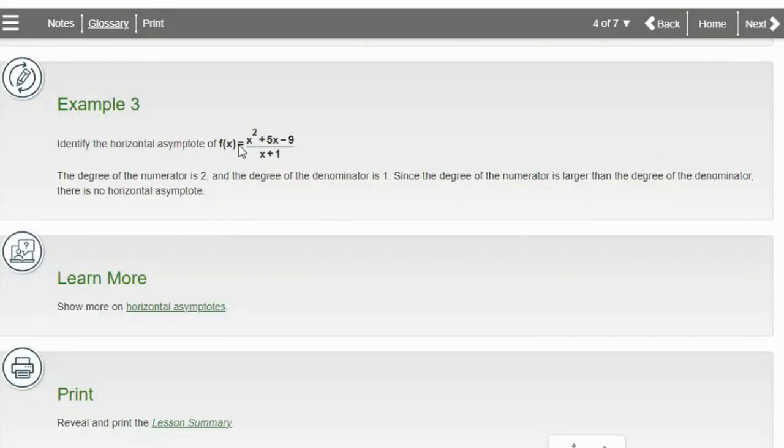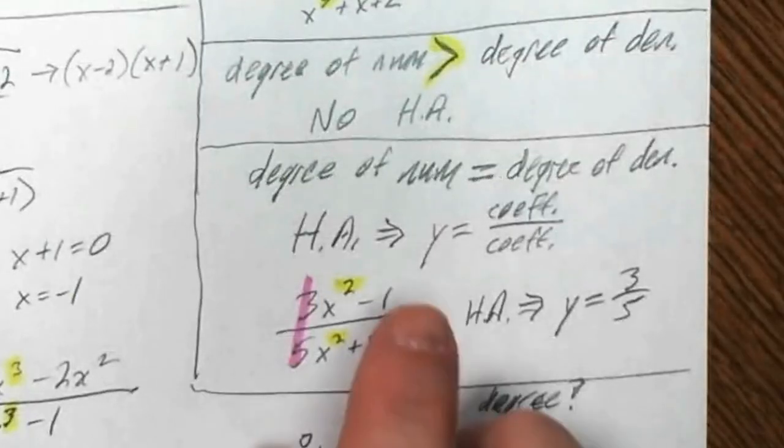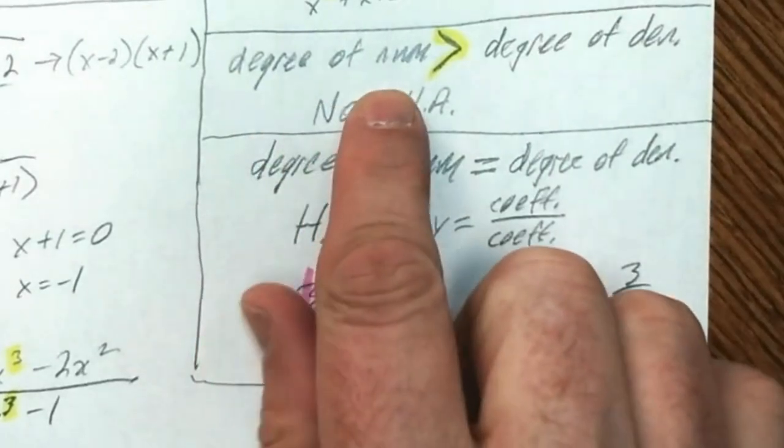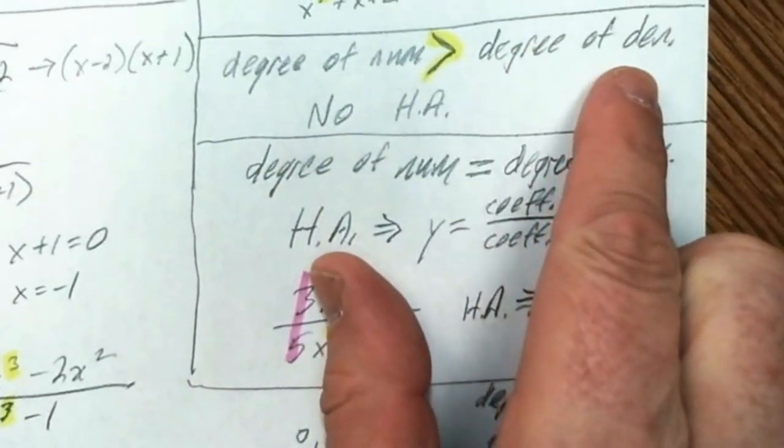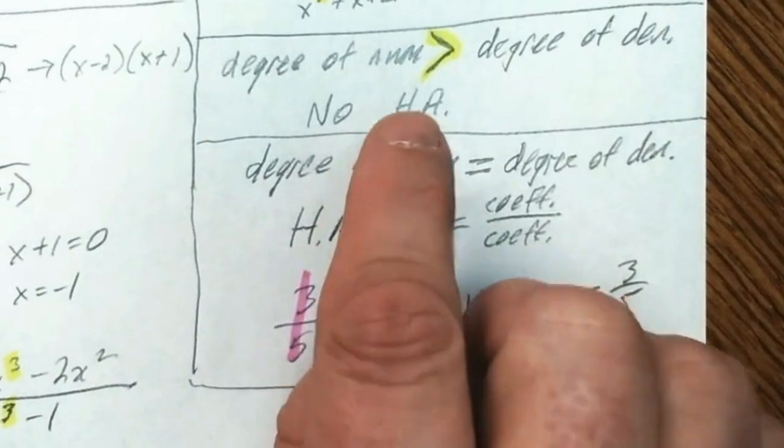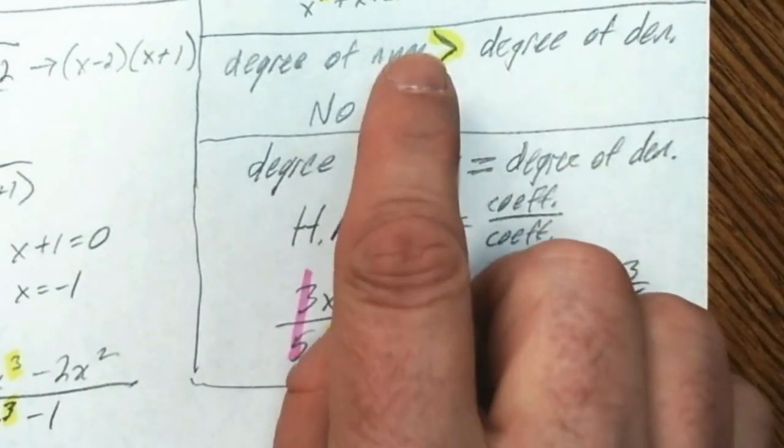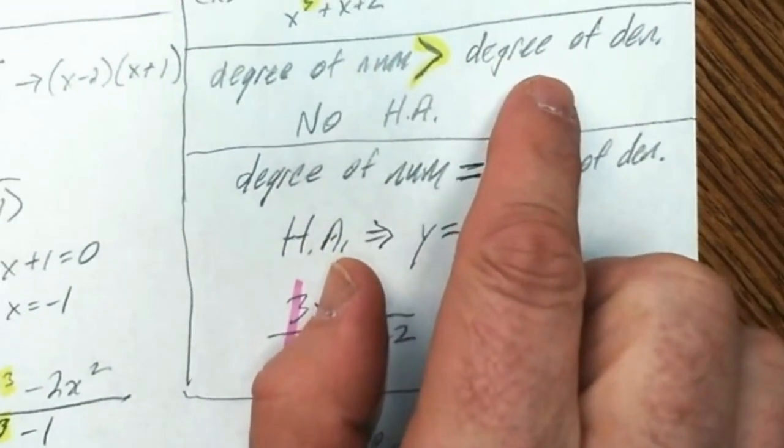Identify the horizontal asymptote of x squared plus 5x minus 9 over x plus 1. Well, if we look at that, this is a second degree. The denominator is only first degree. So what do we do when the numerator is larger than the denominator? No horizontal asymptote, because this was second degree, this was first degree.